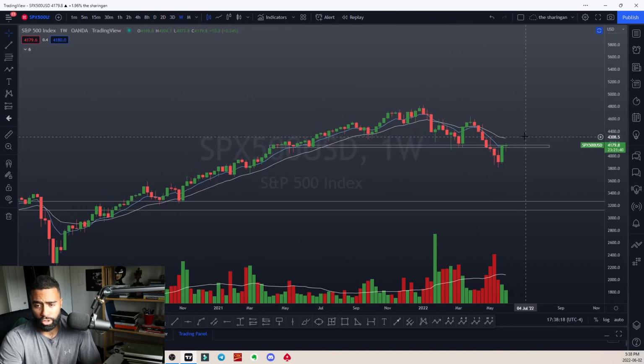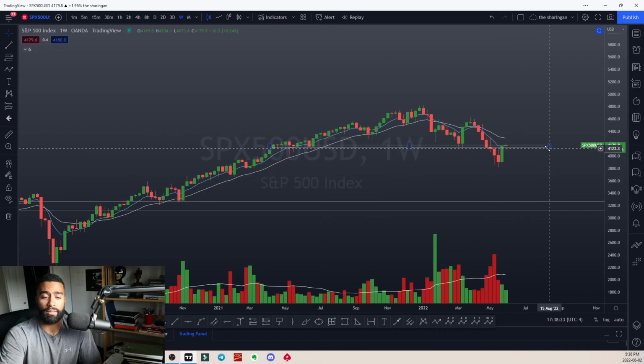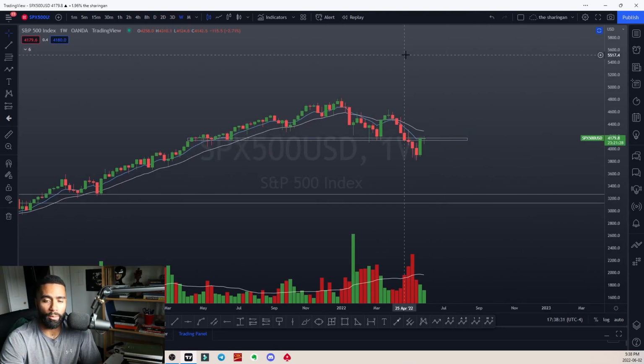If this bullish cross comes and we start to get more momentum in the market, it could be time to pick up the trading again, where we look for those bullish patterns. That's something I'm looking forward to. But that is the overall market breakdown.